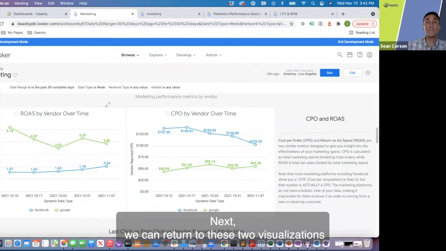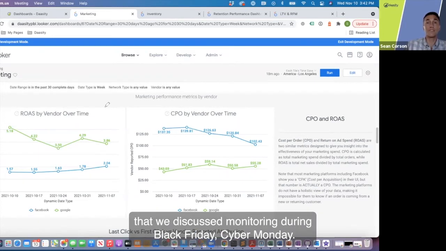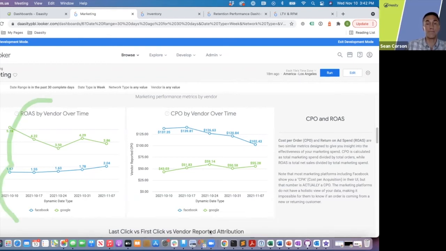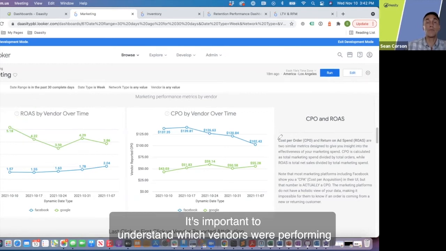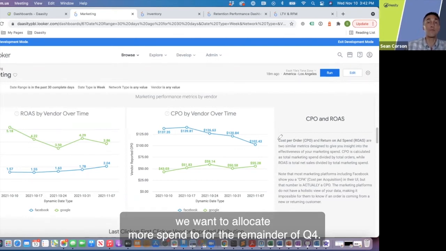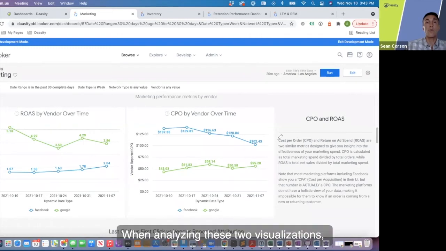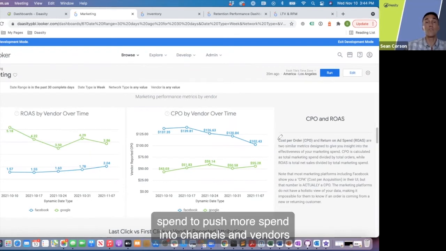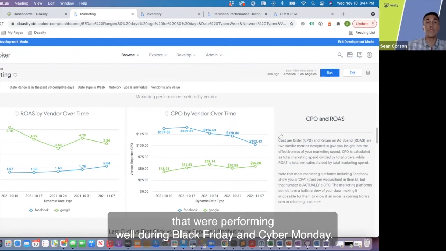Next, we can return to these 2 visualizations that we discussed monitoring during Black Friday, Cyber Monday. That is your ROAS and CPO by vendor over time. It's important to understand which vendors were performing well during Black Friday and Cyber Monday to understand which channels you want to allocate more spend to for the remainder of Q4. When analyzing these 2 visualizations, you want to consider if it makes sense to reallocate some of your marketing spend, to push more spend into channels and vendors that were performing well during Black Friday and Cyber Monday.